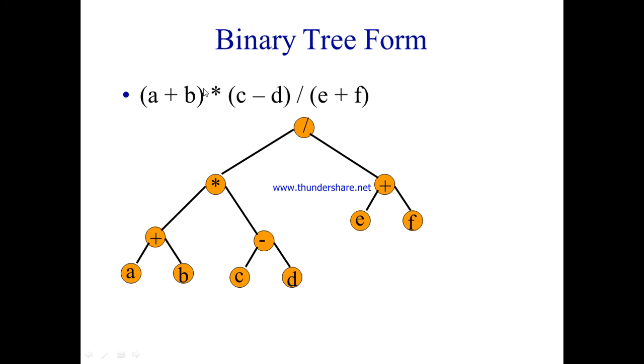Okay, for the star, the left operand is the result of A plus B, and the right operand is the result of C minus D. So what is the left subtree? A plus B. What is the right subtree? C minus D.